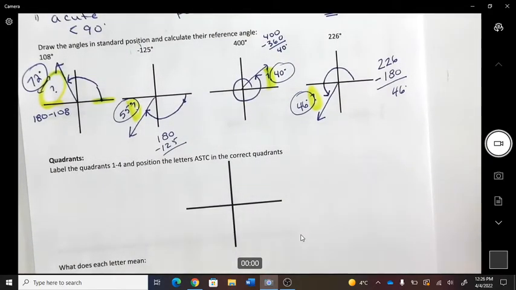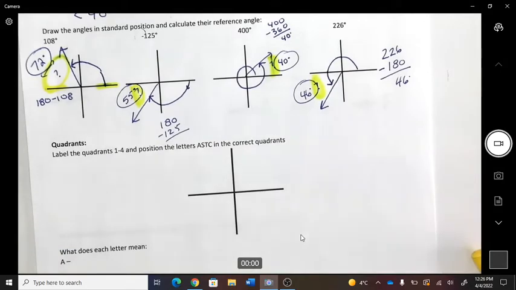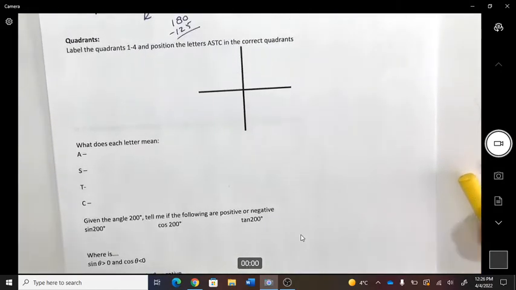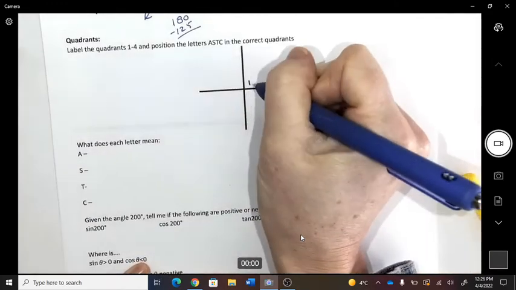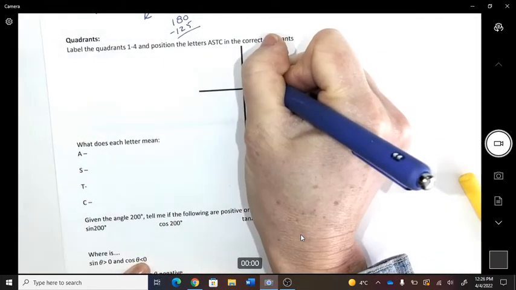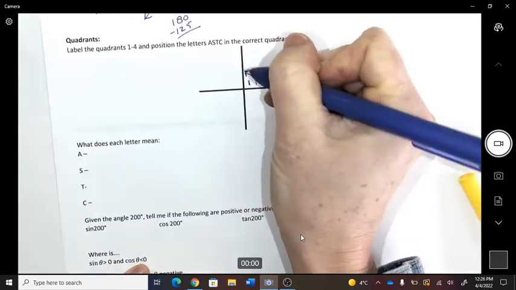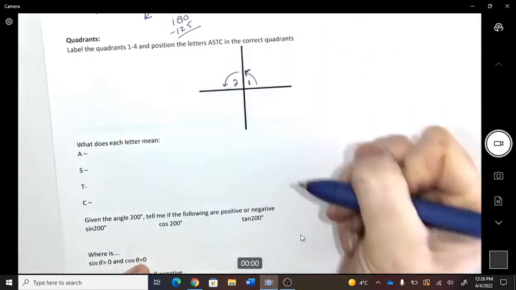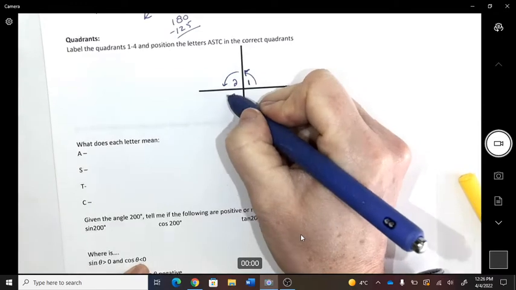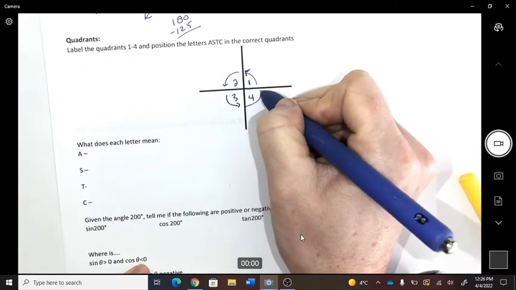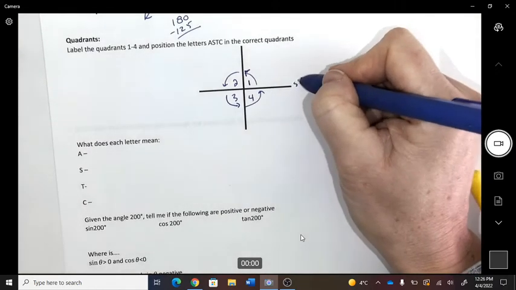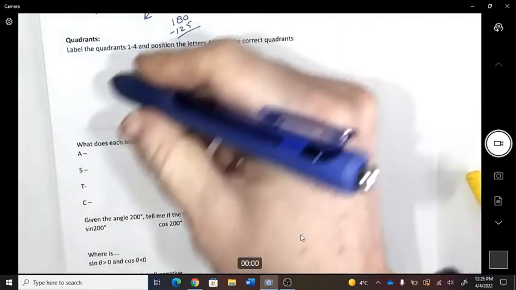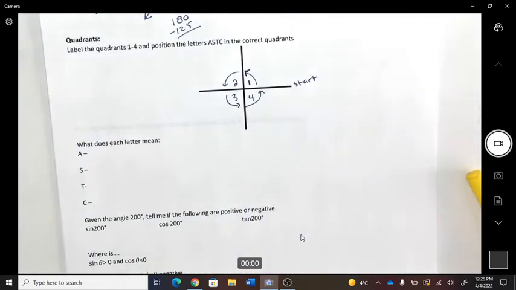Do you know what your quadrants are? So this quadrant is the first quadrant. Then you rotate. So then this is the second quadrant. Then this is the third. And then this is the fourth. Okay, because that's how we rotate. So this is our, remember, our start. So that's always going to be the pattern.